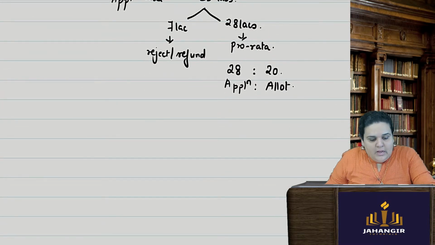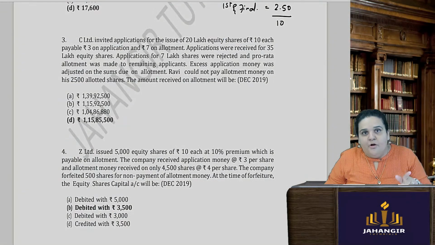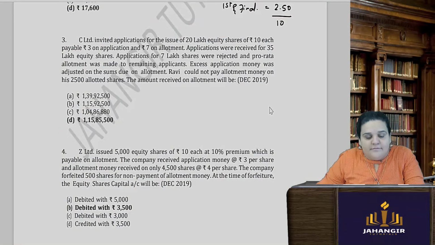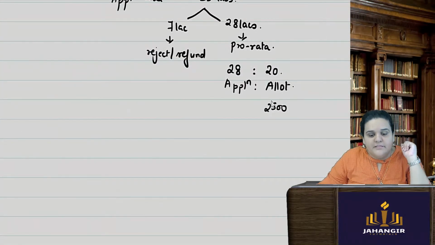Okay. I have to do the working of 2,500 shares also. Why? Because allotment money is not paid for that 2,500 shares. So if I am saying that Mr. Ravi is allotted 2,500 shares, that means how much he must have applied for? He must have applied for 3,500.